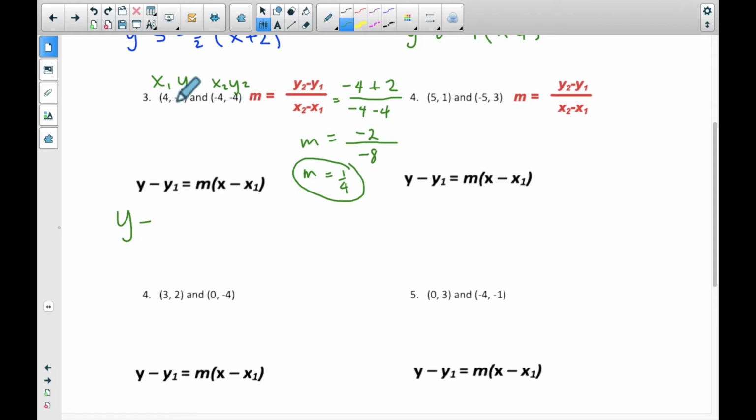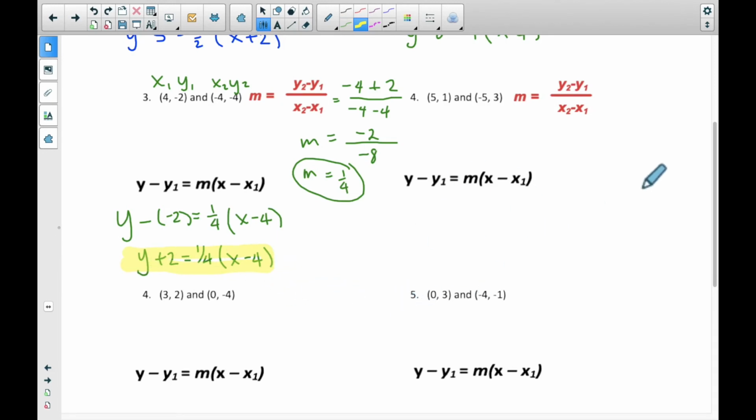And I can use either my x1, y1, or my x2, y2. It's just if you choose the ones, you have to use both of those. And if you choose the twos, you have to use both of those. So I'm going to use the ones. y minus negative 2 is equal to the slope, which is 1/4, times x minus 4. And so I might just change that minus negative to a plus, and there's my final answer.